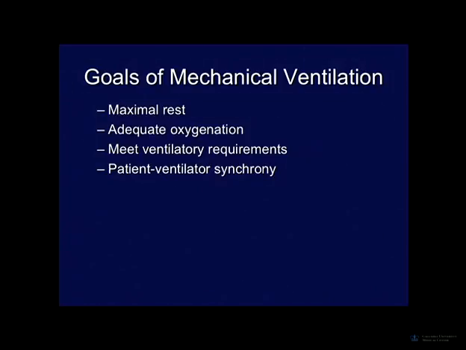You don't want to put someone on the ventilator and have them desynchronous, where they're fighting the ventilator and pushing against it. Just like we talked about before, they can be passive or active. Many times the point is that you want them to be passive. You want to do the work for them, because if they could do it themselves, you probably wouldn't need intubation.